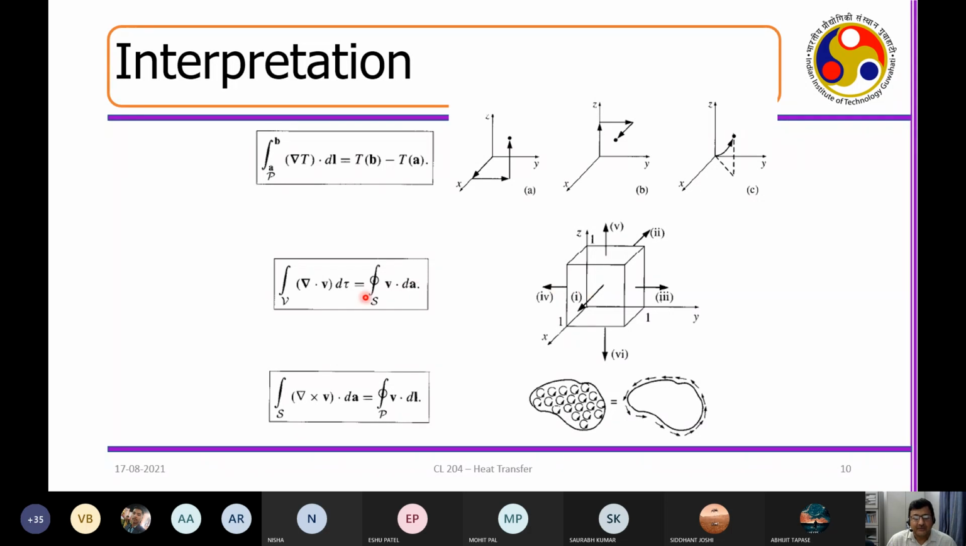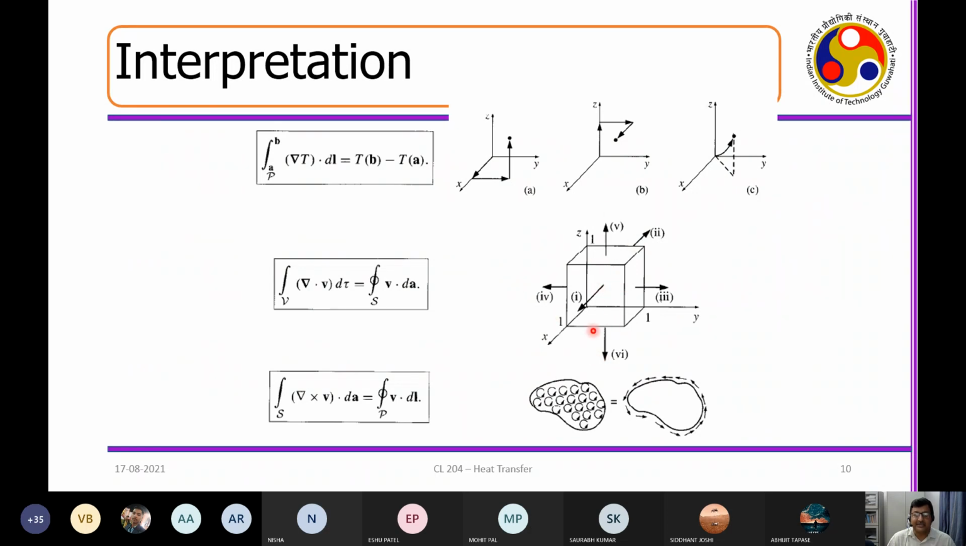The other one is the divergence theorem. What does it say? If you take a volume integral of the divergence of V, it is nothing but the cyclic integral of all the fluxes. V dot dA is all the fluxes. V is a velocity vector which is in an arbitrary direction. If you take a dot product with A, which is the normal to the surface, then you are basically taking the component in this direction, this direction, that direction.